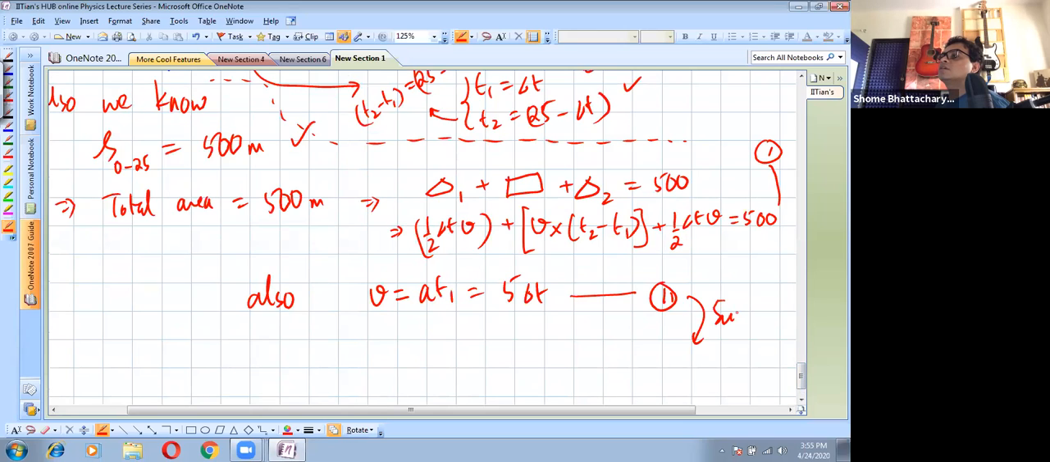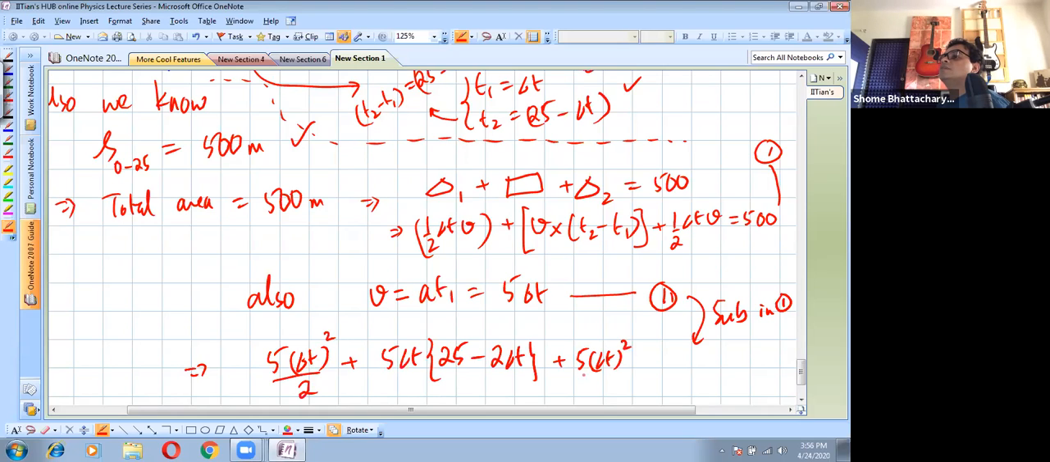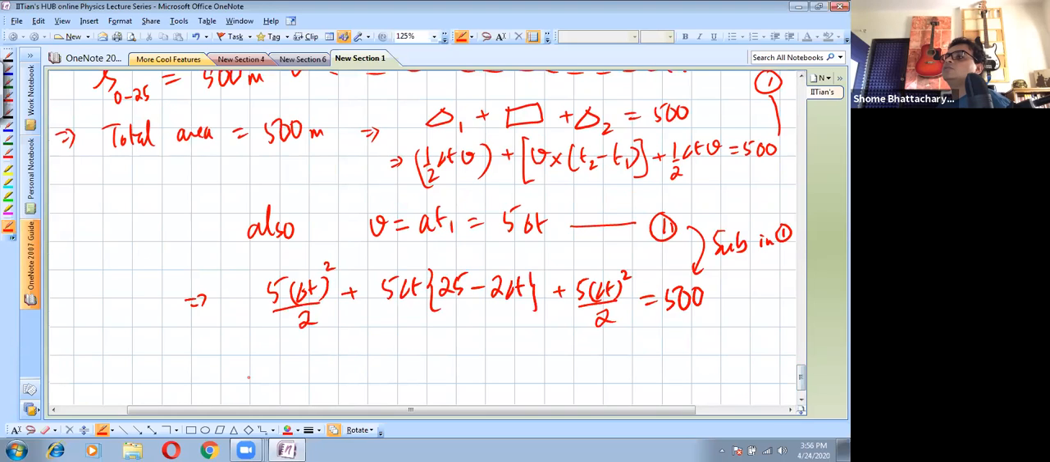So substitute this in equation 1, okay, and you will now get this equation: 5 times delta t whole square divided by 2, that's the area of the triangle, plus the velocity, which is 5 delta t, into that time interval, which is 25 minus 2 times delta t. Okay, that's this one. Plus again the same thing, 5 delta t whole square by 2. This should be equal to 500. So as you can see, this is now a quadratic equation in delta t. So from this we will calculate delta t. And once we calculate delta t, our uniform velocity v for the in-between part will become 5 delta t. So we'll be able to calculate that also.